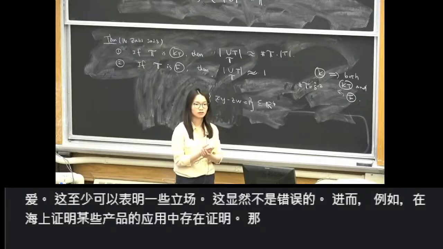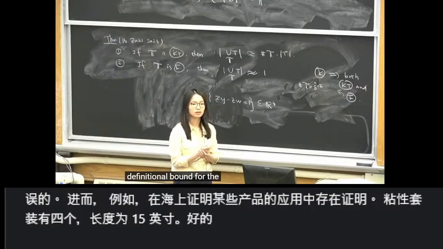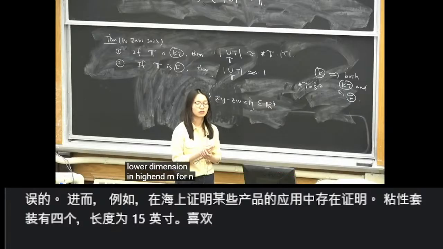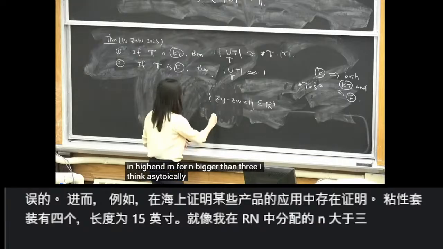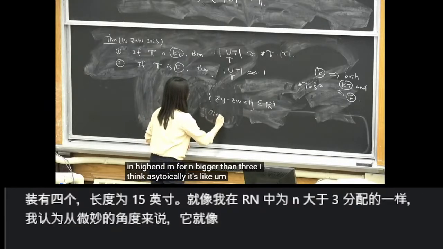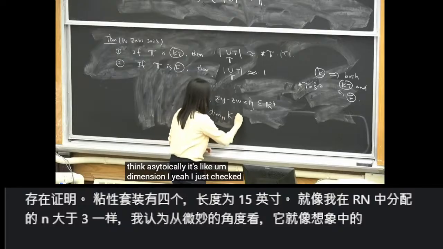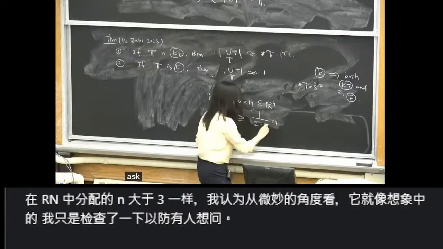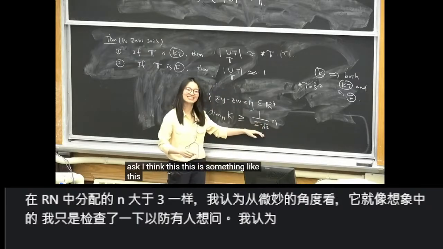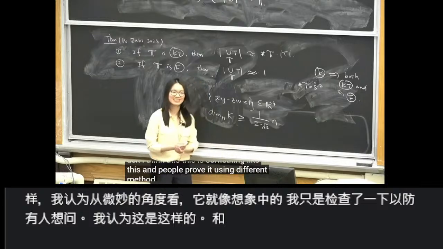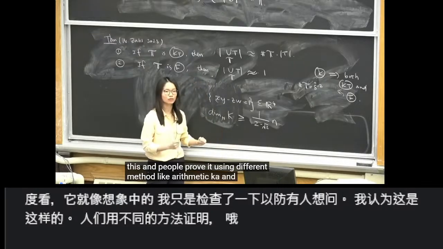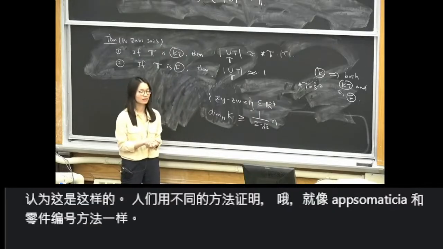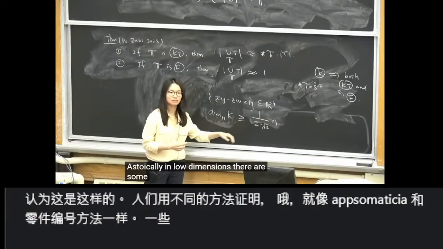Here's a related question: what is the maximum lower bound for the dimension of a Kakeya set in Rn for n bigger than 3? I think asymptotically it's like this. I just checked it in case someone wants to ask. People prove it using different methods, like the axiomatic Kakeya and also the polynomial method. Asymptotically, in lower dimensions, there are some better bounds.